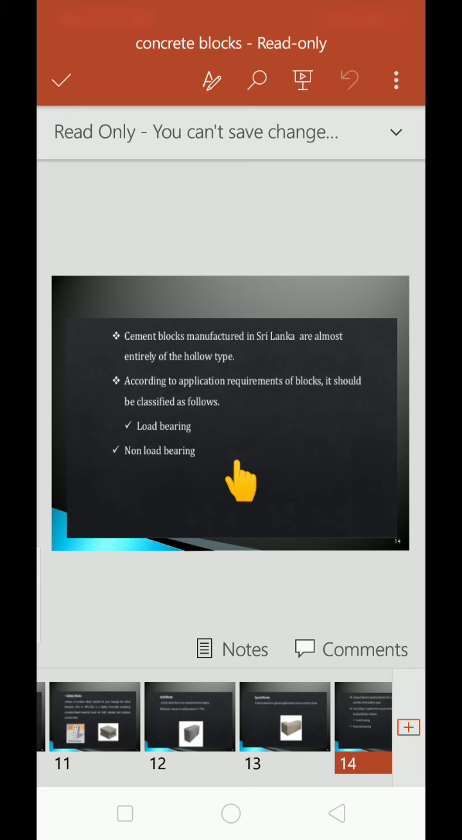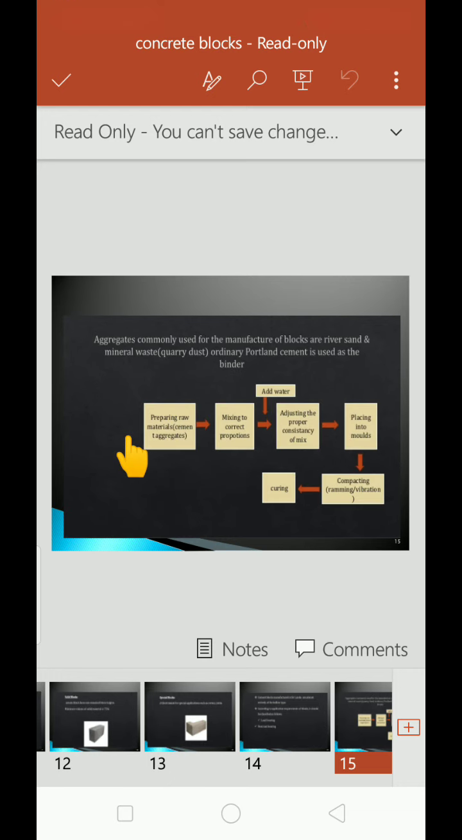This is the overall view about cement concrete blocks. According to application requirements, blocks should be classified as follows: load bearing and non-load bearing. So it depends on the application where we are going to use it, for load bearing walls and non-load bearing walls. I will tell you what a load bearing wall is and what a non-load bearing wall is. Okay, don't worry.